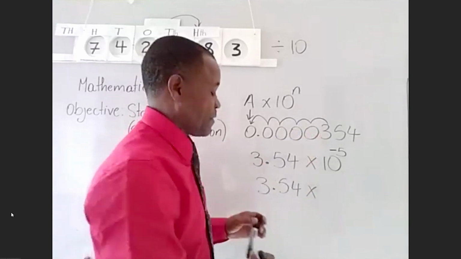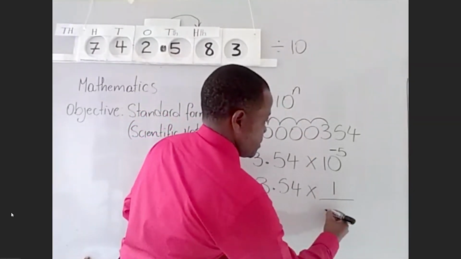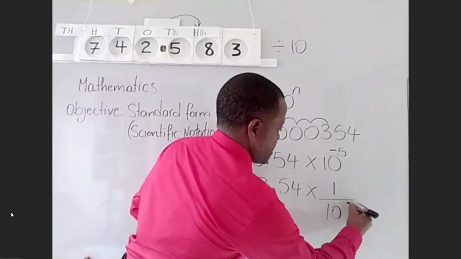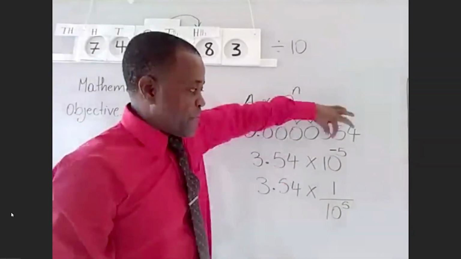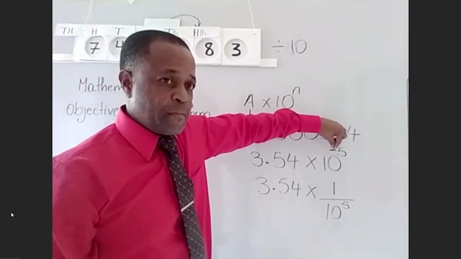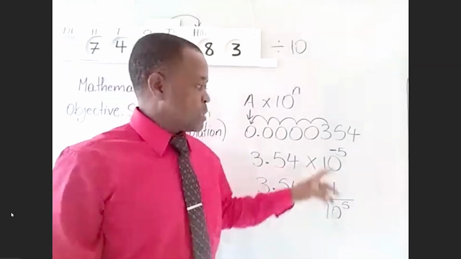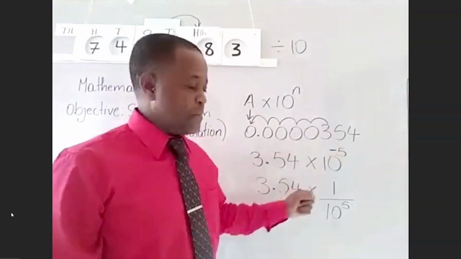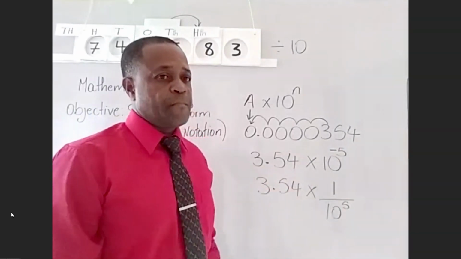Remember, we learned that from laws of indices. So this would end up to be 1 over 10 to the fifth power. So in truth and in fact, when you see the negative index there, all it is saying to us is that we are dividing. So 10 to the negative 5 is the same thing as dividing by 10 to the 5.